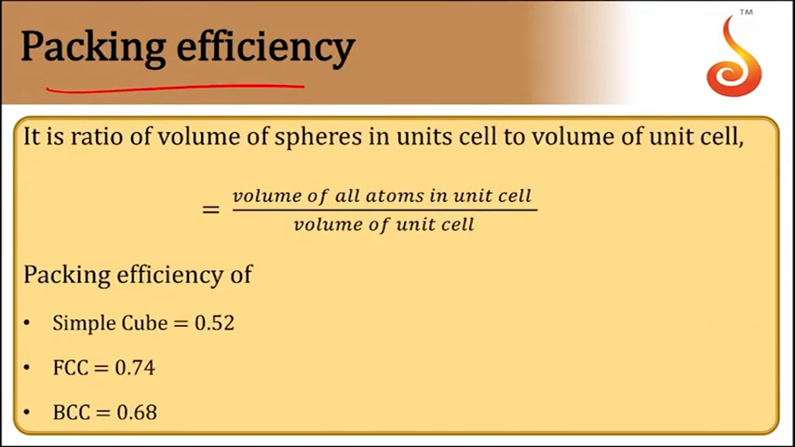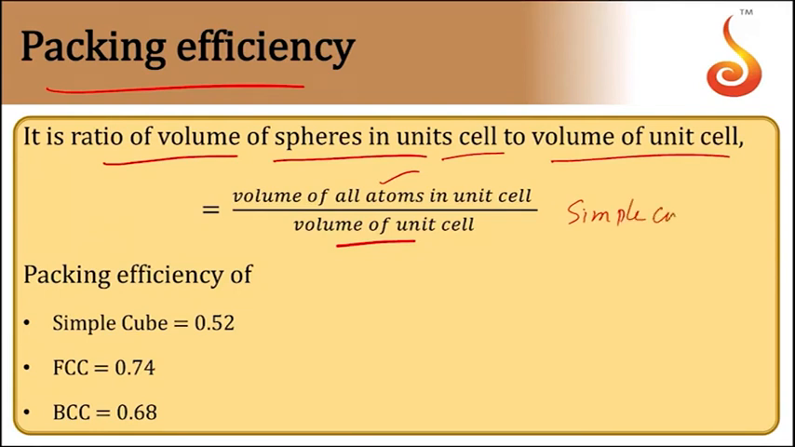Then packing efficiency. Packing efficiency is defined as the ratio of volume of the spheres in the unit cell to the volume of the unit cell. So volume of all atoms in the unit cell by volume of the unit cell. So for example, when you take simple cube, simple cube has only one atom altogether. Therefore its packing efficiency will be equal to volume of that atom by volume of unit cell.